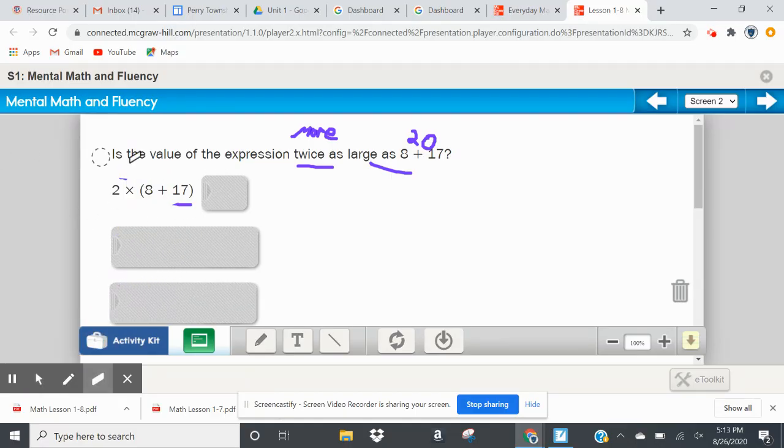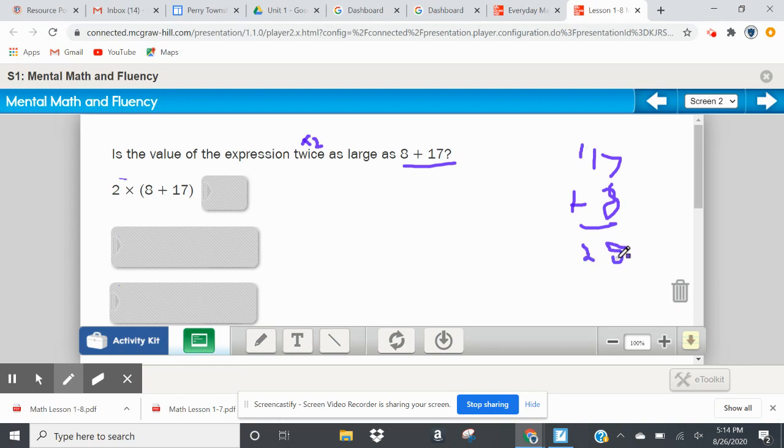No. Okay, let's look at the next problem and see what we got here. Similar type problem, but we're looking for expression is twice as large as this. So it has to be twice as large as that. Twice means times 2. So let's figure out what 8 plus 17 is. 8 plus 17, if I do some work over here, let's figure that out first. 7 plus 8 is 15. Carry your 1. 1 plus 1 is 2. So twice as much as this. So that's 25 times 2, which equals 50.